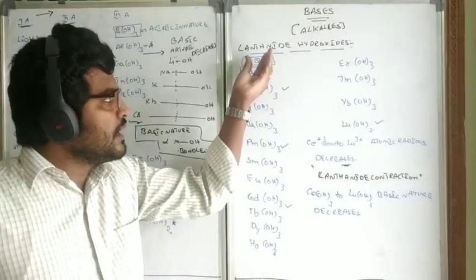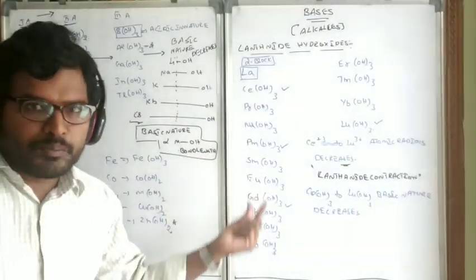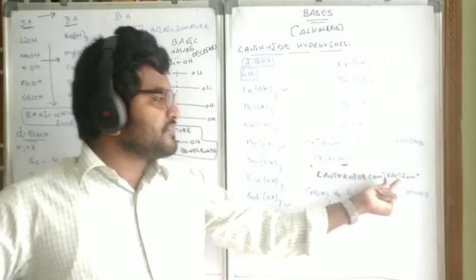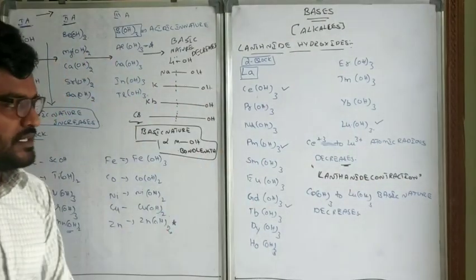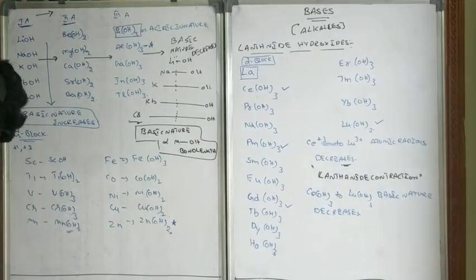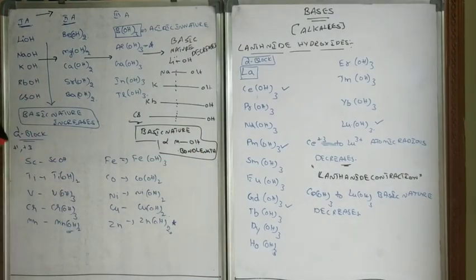Clear? So in the lanthanide hydroxides, what is the basic nature? What is the reason for the basic nature of these elements? This is the reason. Now let's come to the other bases in the periodic table. Hope you have taken down this. I am rubbing this.